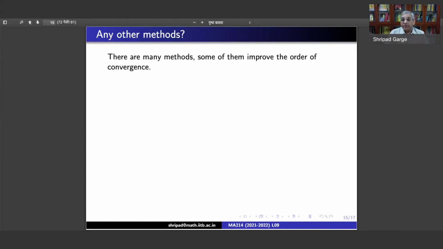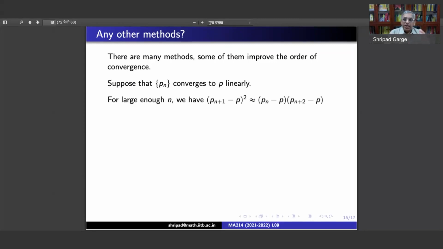But here is one method which improves the order of convergence. You might have a sequence which converges with some order. From the same sequence, we can construct another sequence which converges with a better order of convergence. So suppose I have a sequence Pn which converges to P linearly. The order of convergence here is linear. Then for large enough n, what we will have is that Pn, Pn plus 1 and Pn plus 2.